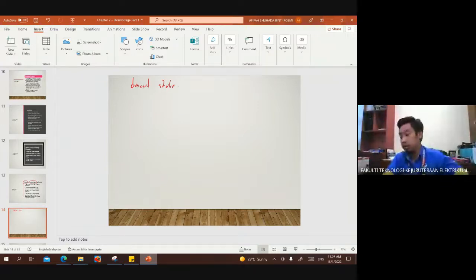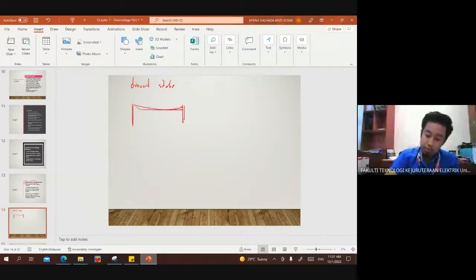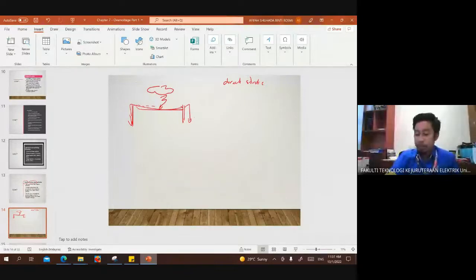Okay, for the direct stroke, for example, we have the transmission line here, and then this is the cloud. For the direct stroke, the lightning will directly flash to the transmission line, and then the charge will go to the ground.